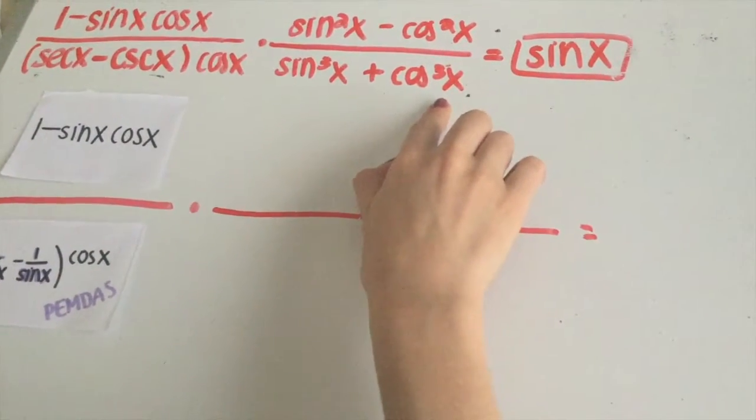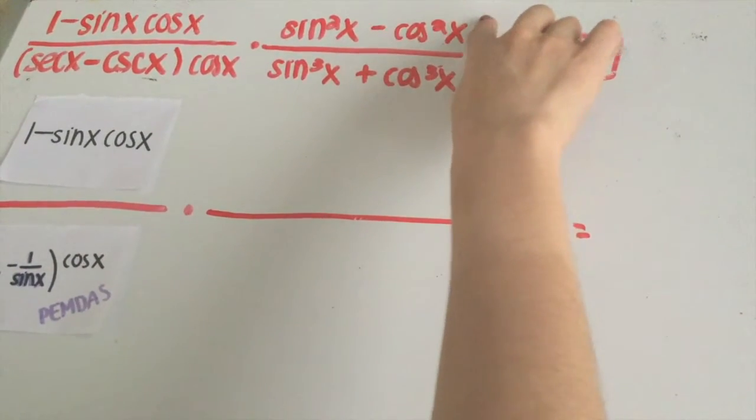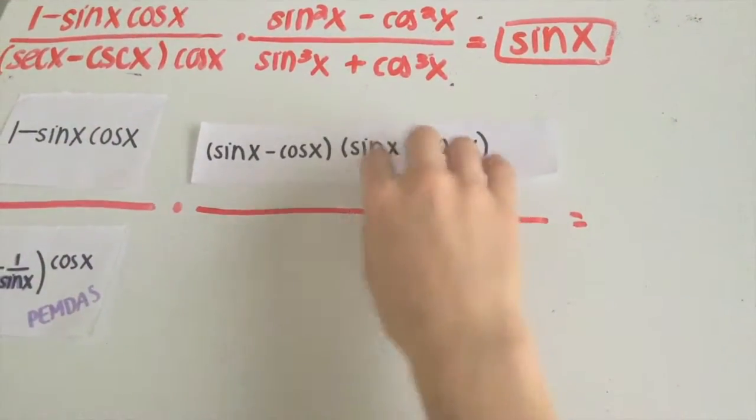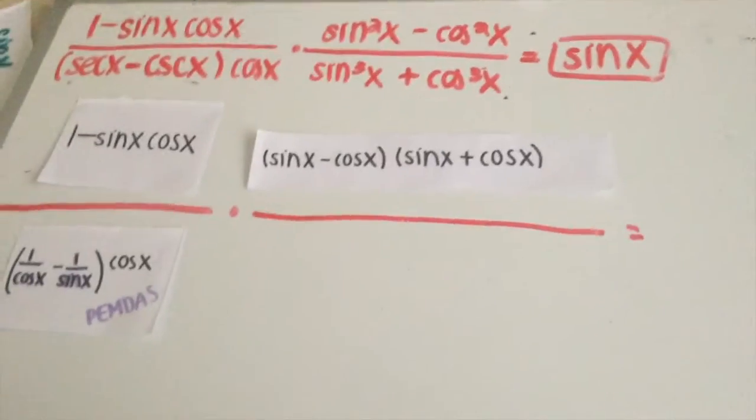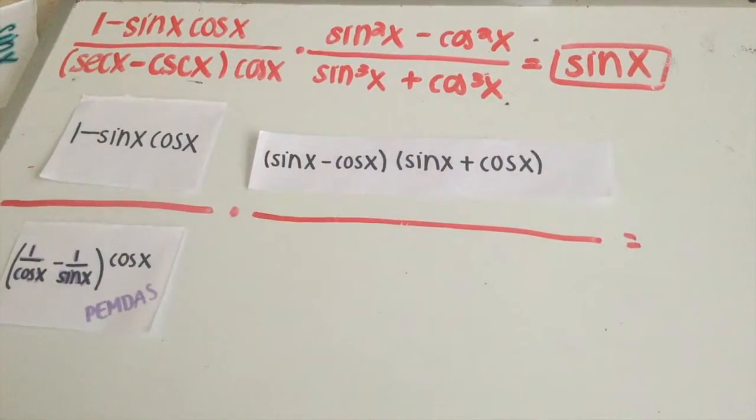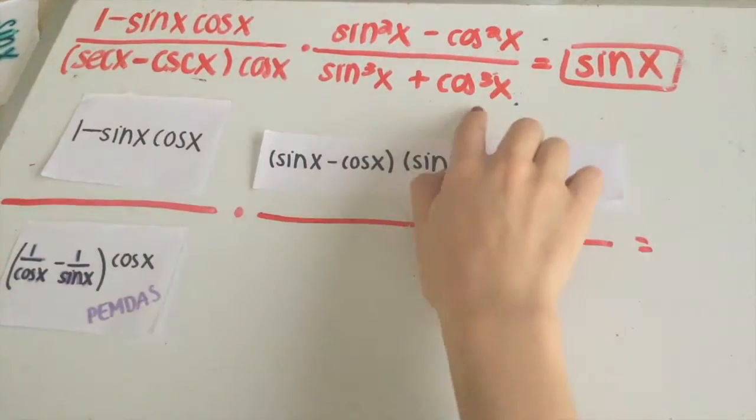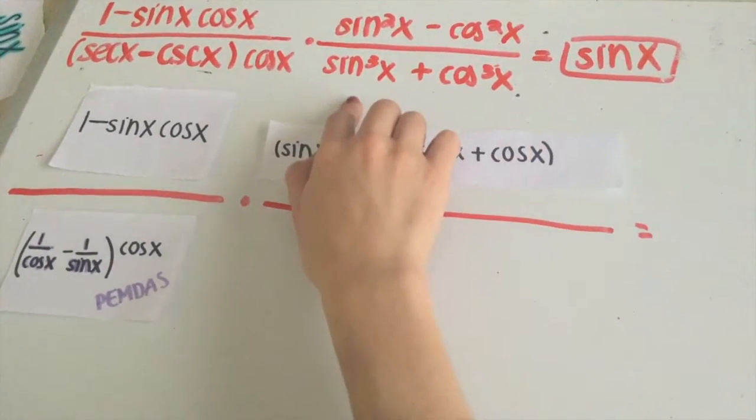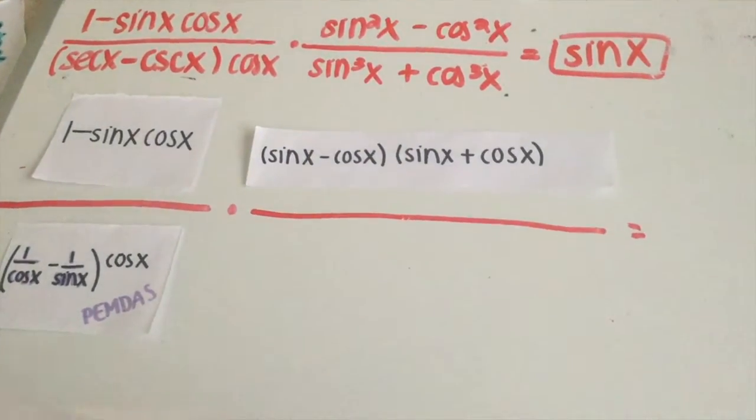As for the second fraction, we're going to be factorizing the numerator into a product of conjugate binomials. It's going to be left like this. And the denominator is going to be factorized into a product of a binomial times a trinomial, because it is a sum of 2 cubes.